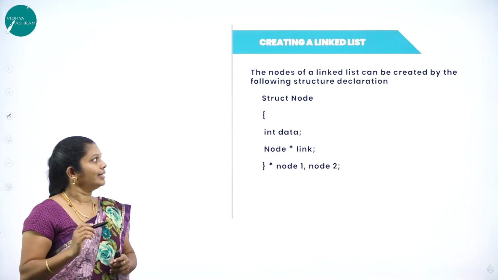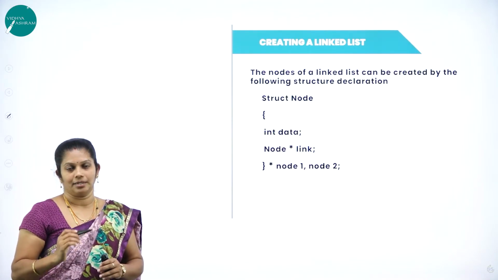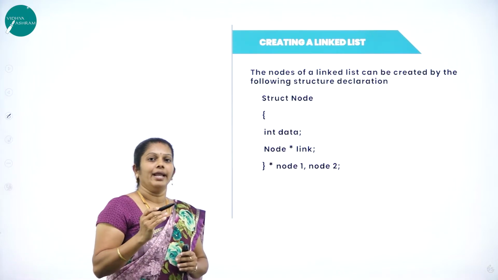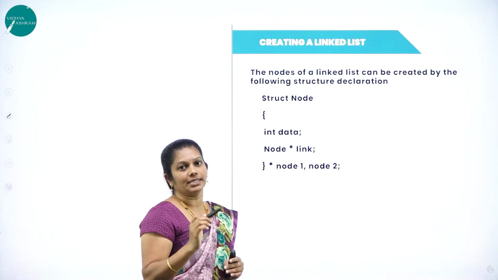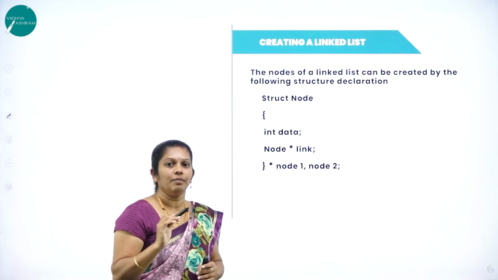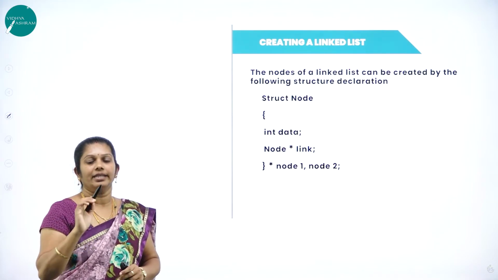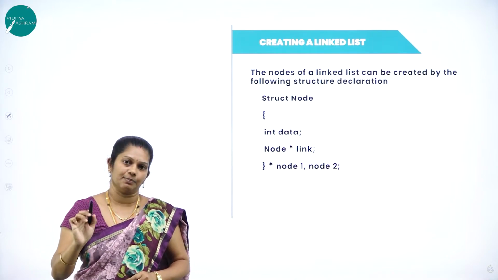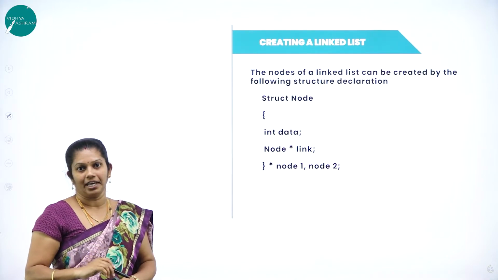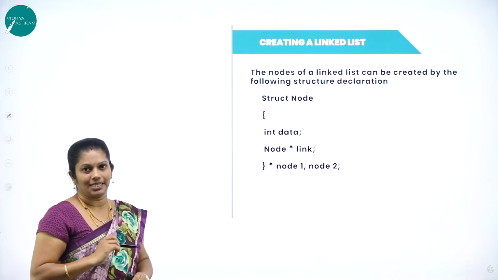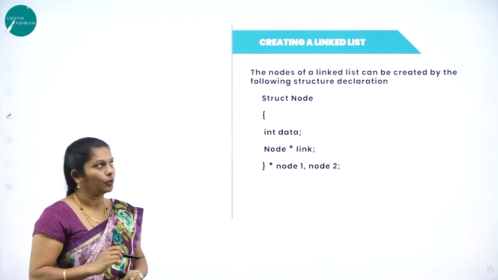If I want to create a linked list, then we need a structure, because a structure is a collection of heterogeneous elements where the elements may be of different data types. For a linked list, we need the data part as well as the address part. Both are of different data types. That's why we are using the structure concept while creating a node.